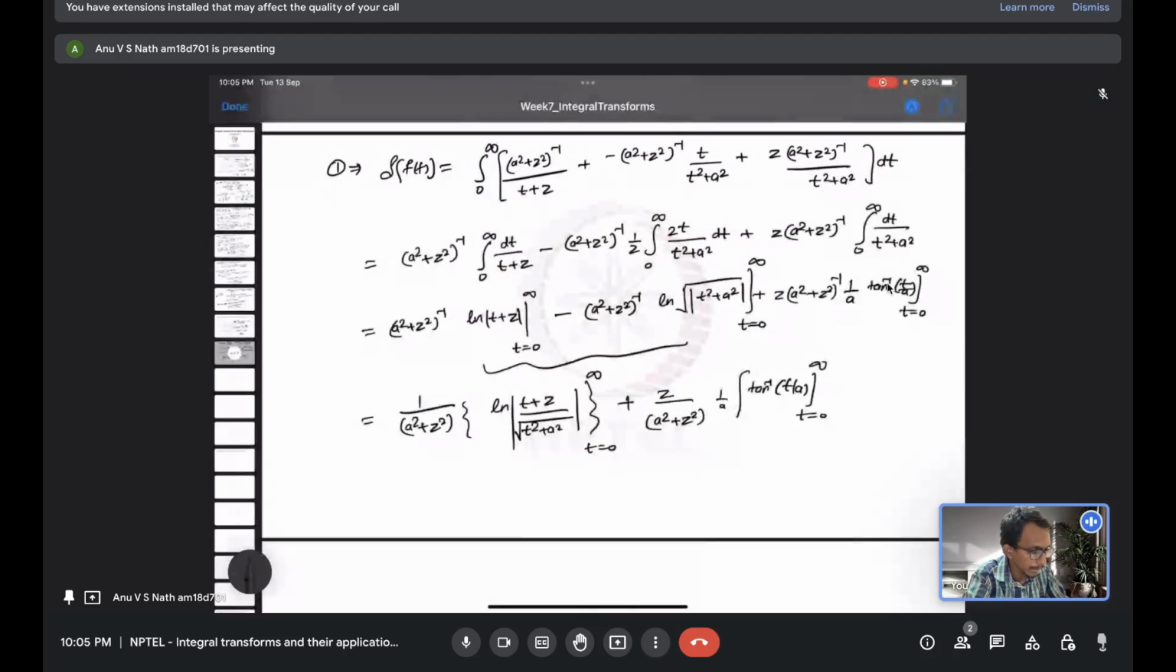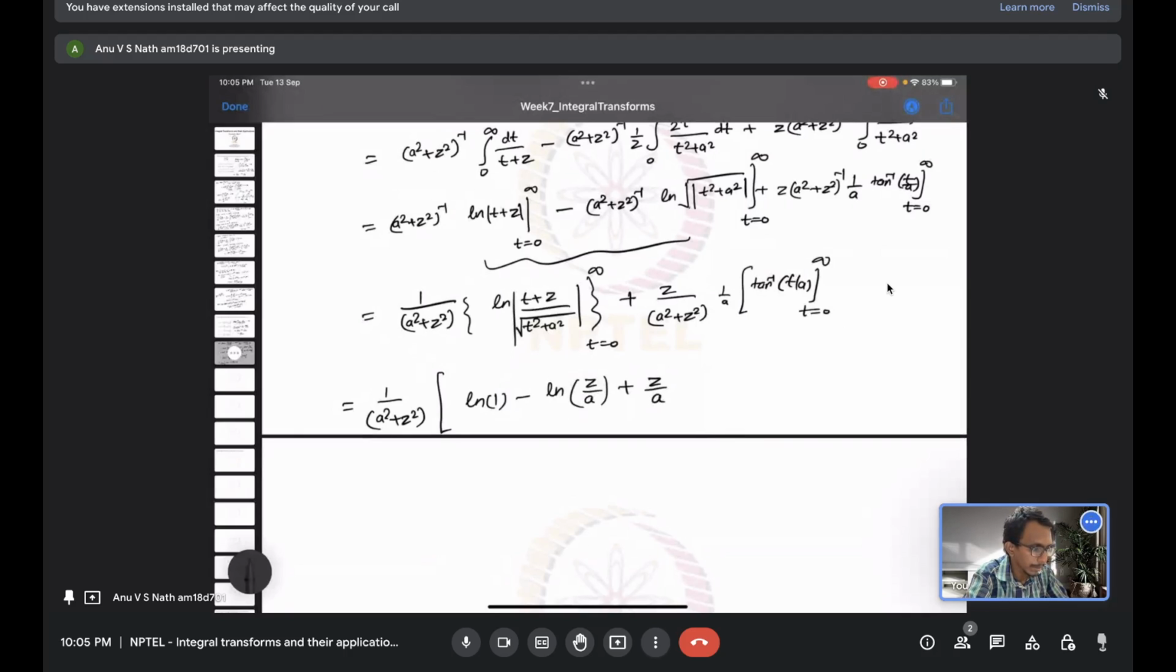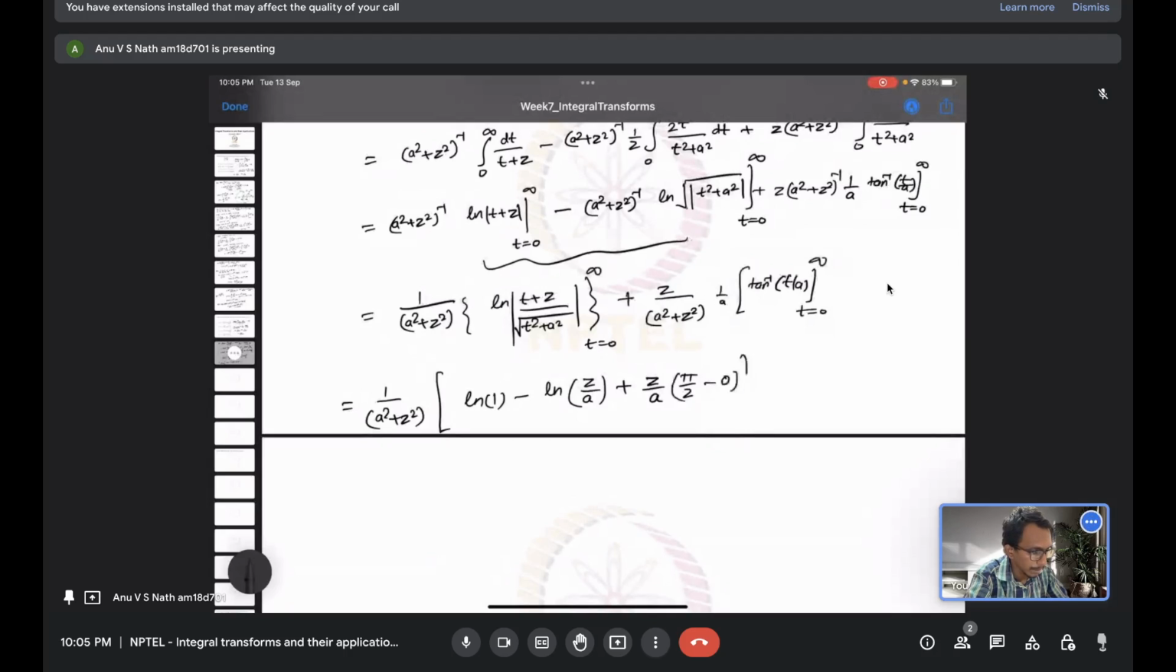Now we can apply the limits. Before that, the most common thing, which is 1 by a square plus z square, I will take outside. Then here it's log of 1 when t is going to infinity, for any finite value of a and z, minus log of z divided by a, plus z by a times tan inverse of infinity, which is pi by 2, minus tan inverse of 0, which is 0, and log 1 is 0. So we'll find the solution to be 1 by a square plus z square times pi z by 2a minus log of z by a.